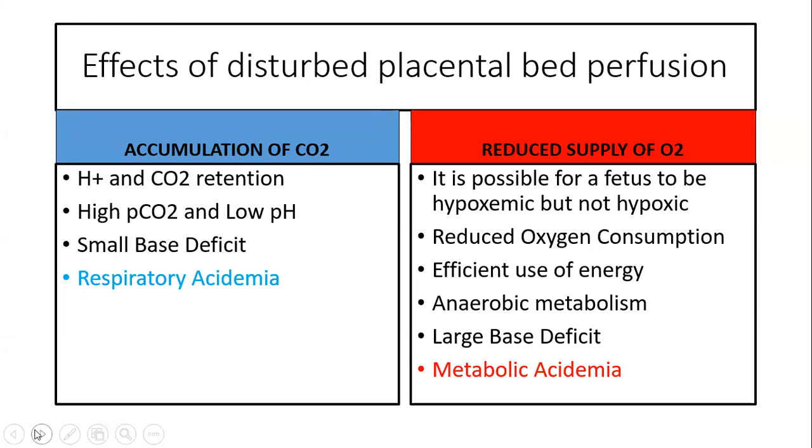However, if there's disruption for a long time, then the baby realizes that the oxygen it is getting is reduced, so I have to reduce oxygen consumption. Then it also realizes that I have to be efficient in my use of oxygen. If it goes on, it realizes that no, I cannot sustain the situation, so I have to switch into anaerobic metabolism and produce acids. And if the baby switches into anaerobic metabolism, then you develop a metabolic acidemia in addition to the respiratory acidemia.